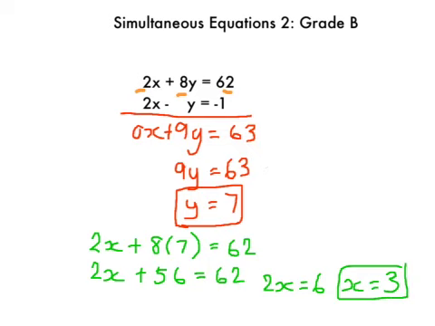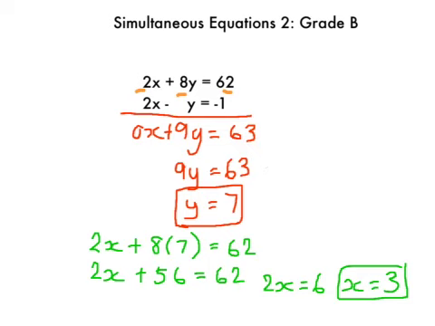So you've now found a value for both x and for y. Now the final step for the equation is to make sure that both of these values are correct. So I'm going to substitute both of these into the top equation, and hopefully I'll get a value of 62.